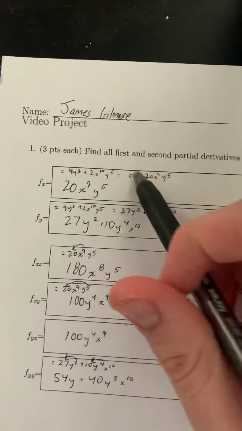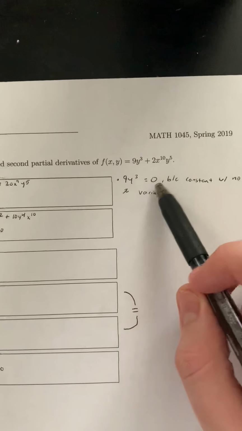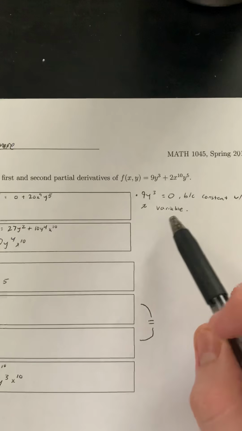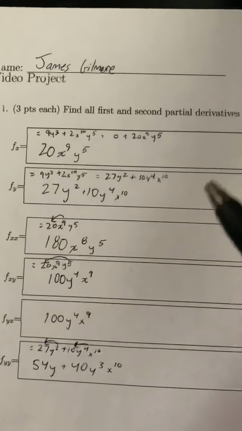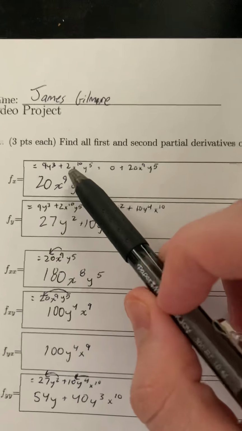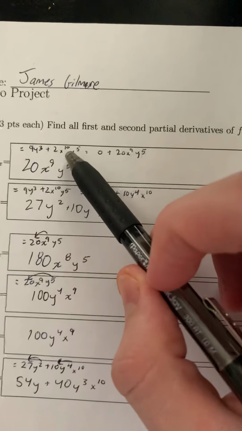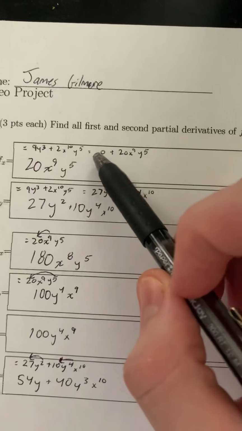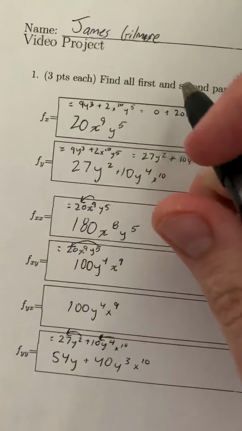So what's going to happen here, here's a little note, is 9y to the third is going to equal 0 because it is a constant, because it has no x variable at all. So that's going to be 0. And then you're just going to use the normal rules: 10 times 2 gets you 20, subtract the 1, 9. And y to the 5th is there because it is with it. It's all one, so you have to keep that together.